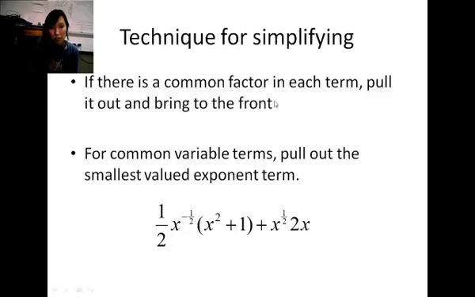So, a technique for simplifying. If there is a common factor in each term, pull it out and bring it to the front. It's the same thing as if I had 3x minus 9, for example. What you would observe is, hey, I have a common factor of 3 in each one of those terms. So what you could do is just pull that 3 out. And technically what you are doing is you're saying, well, I'm going to divide everything by 3, right? Or in other words, I'm going to multiply everything, because instead of doing division, you would multiply it by the reciprocal of the bottom.